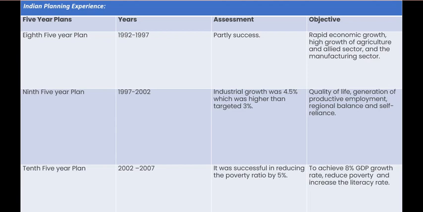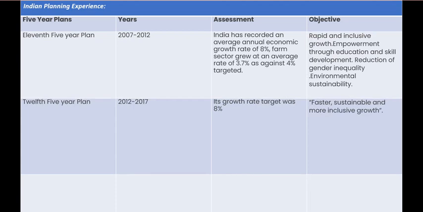During the plan, India recorded an average annual economic growth rate of 8%. The farm sector grew at an average rate of 3.7% against 4% targeted. The industry grew with an annual average growth of 7.2% against 10% targeted. The last five-year plan began in 2012 and ended in 2017.